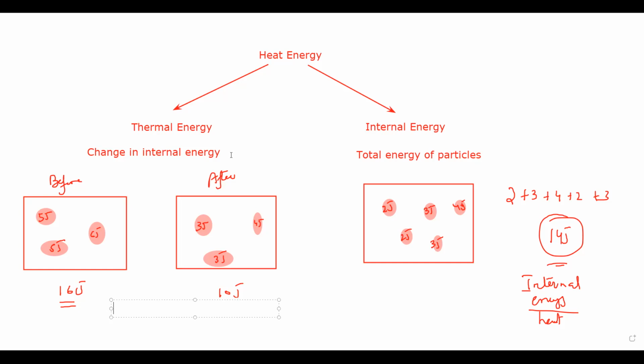That is 6. So the change in internal energy is called thermal energy. How much change in internal energy occurs? 6 joules. So we say the thermal energy is 6 joules. Is the concept of thermal energy and internal energy clear?